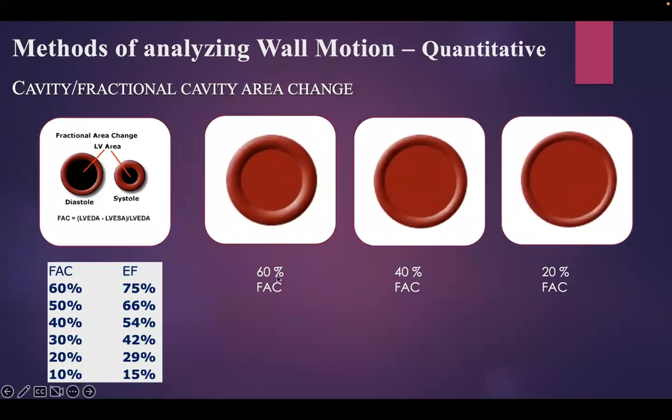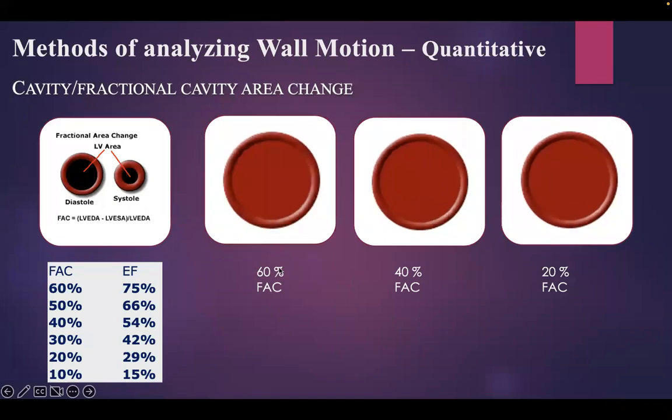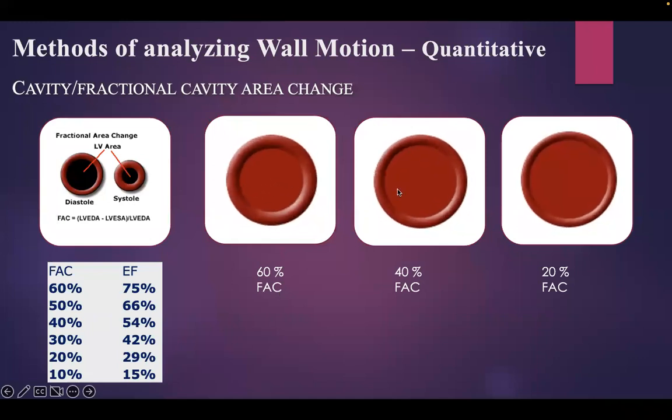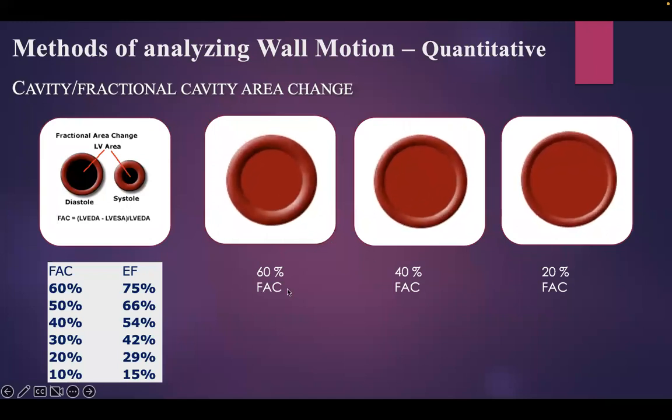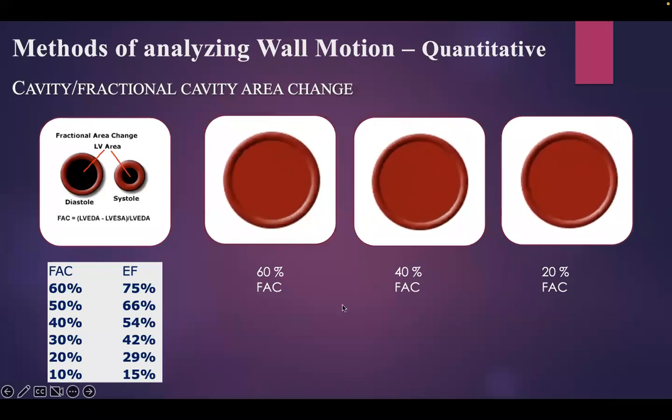Here you can see in this example, this is normal wherein the fractional area change is 60%, and the ejection fraction is 75%. Similarly, here, all the segments are contracting less, and the EF is 54% as compared to this, wherein the EF becomes 30%. So this is very useful as an eyeball assessment also, but it is not recommended in patients who have regional abnormalities. It is more useful in global assessment of LV function.